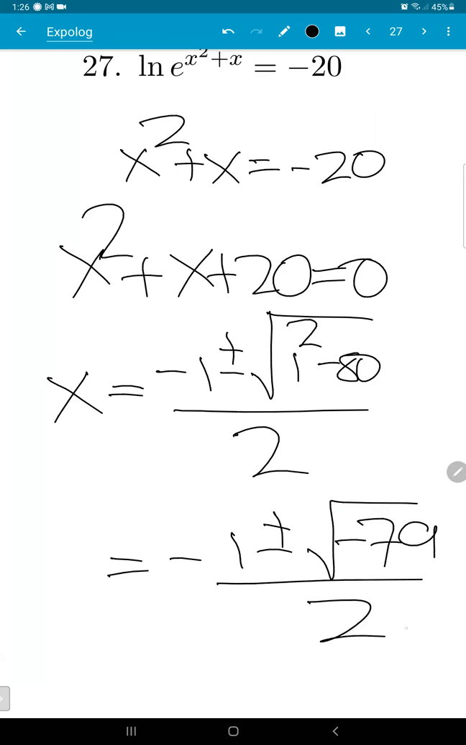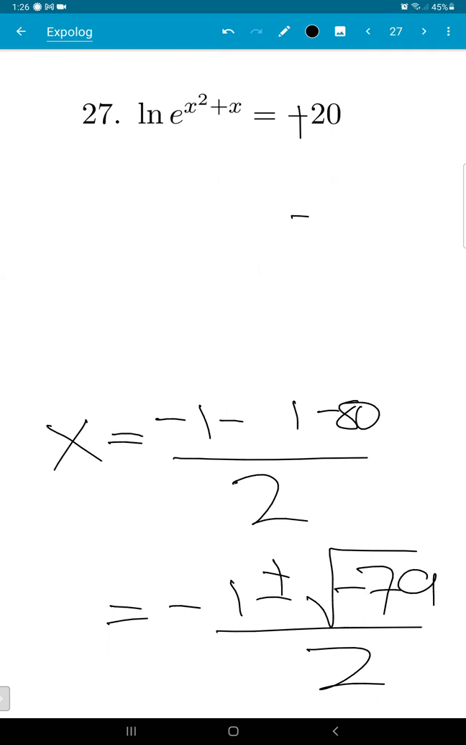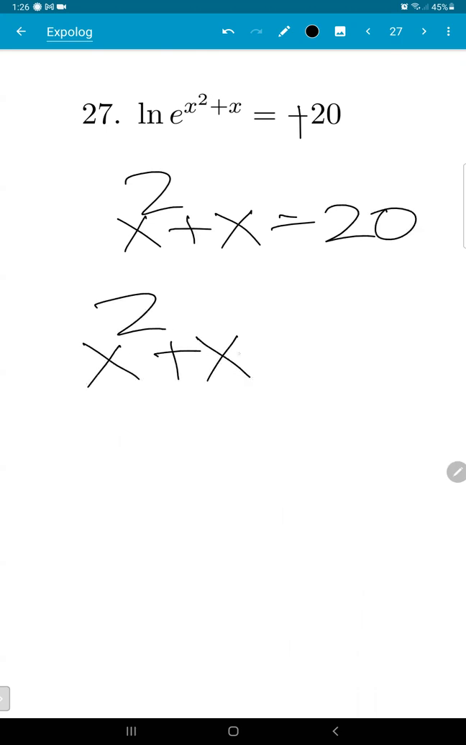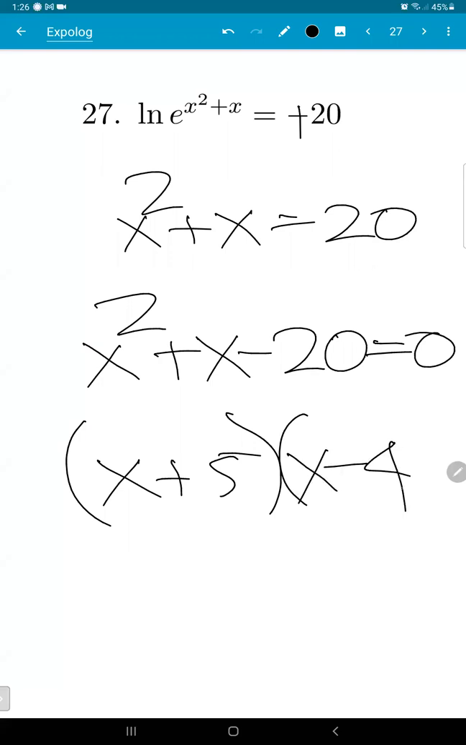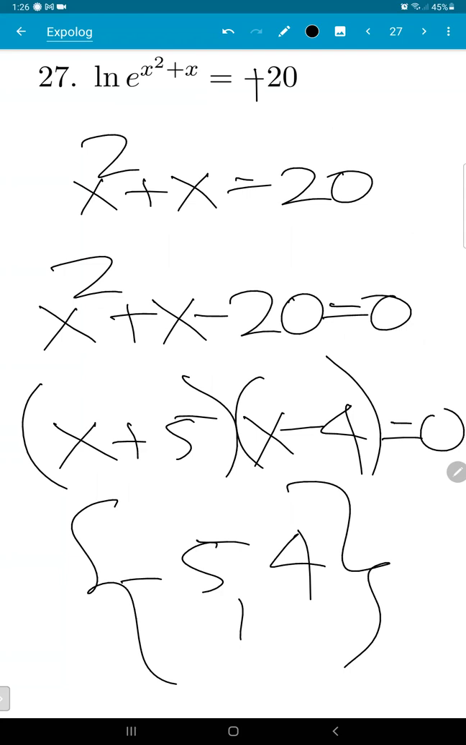I think this was a mistake, maybe a typo. It should be positive 20. If we made it positive 20, we have an answer, right? It's factorable. It will become x squared plus x equals 20, and we have this equals 0. So negative 5 and 4. Okay. Any questions so far?